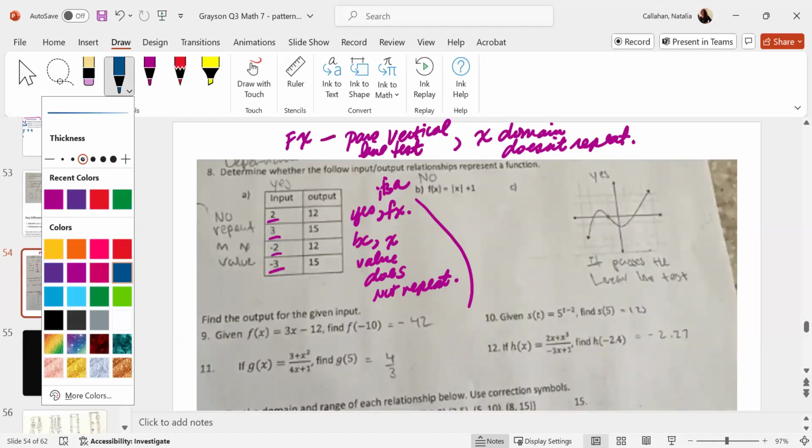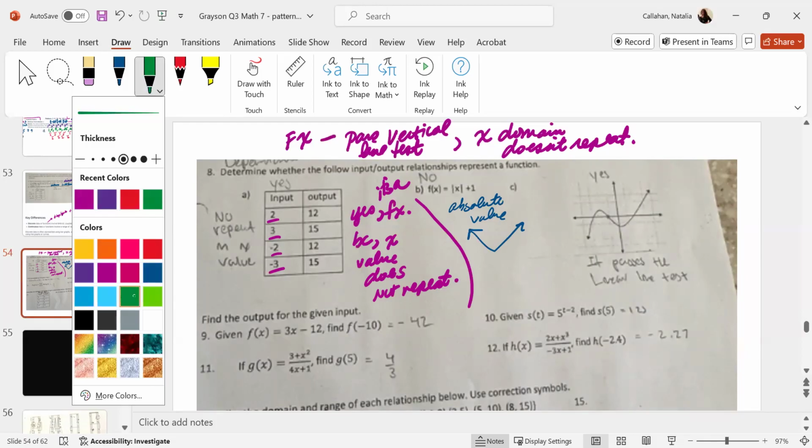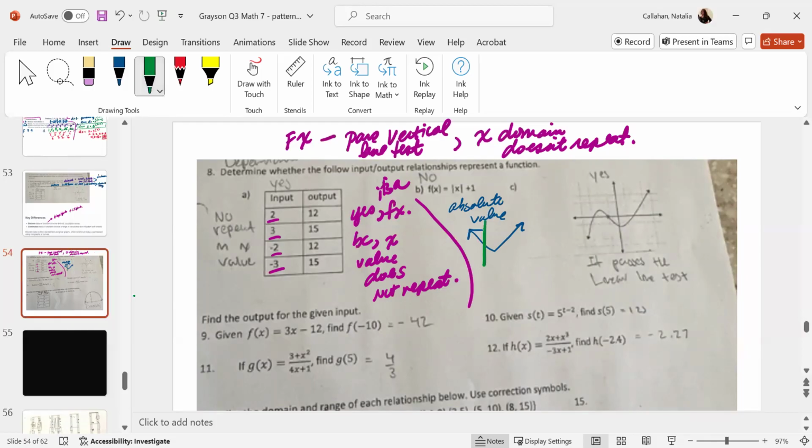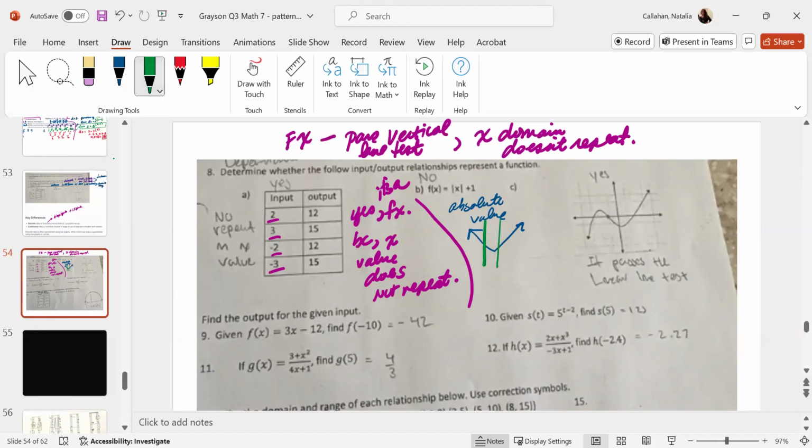I don't even know why she even wrote this down. This is an absolute value. Absolute value looks like this. This is what it looks like. Do you see that? Yeah. So if I were to use the vertical line test, if I draw a line here, how many times does it touch the graph? Once. Draw another line. How many times does it touch the graph? How many times now? So is it ever going to touch it more than once?